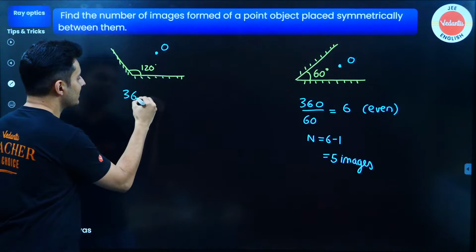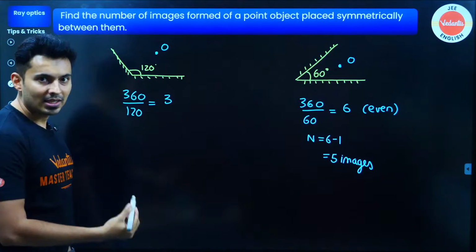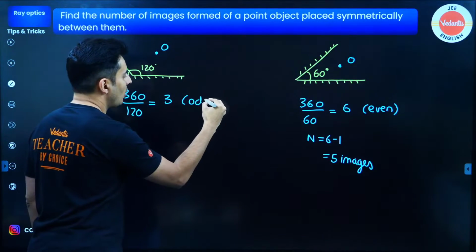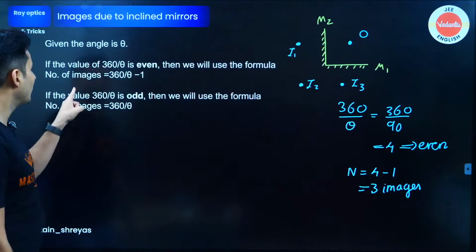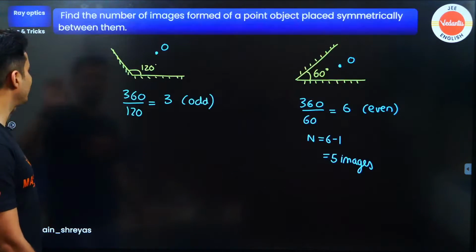So 360 divided by 120, my dear students, is 3, right? What is this? This is an odd number. What did I tell you before? If it is odd, keep it as it is. Do not change anything. Let it remain odd.